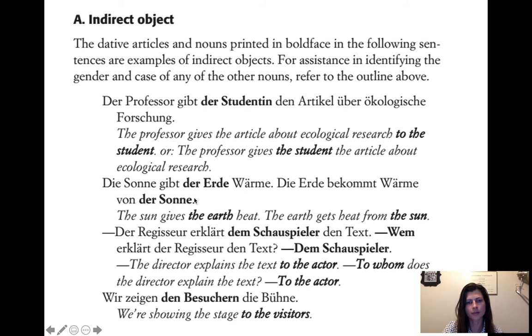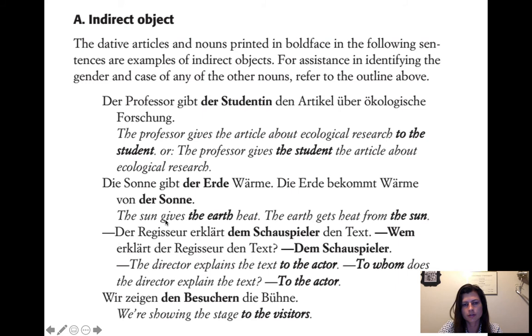But then these are both good examples of when you get feminine nouns. If it has just an e at the end like this, it's almost always feminine. So both of these are examples of that. The earth gets heat from the sun. This is actually a slightly different usage of the dative because von is a preposition and then you go in dative, but we're going to cover that more later.